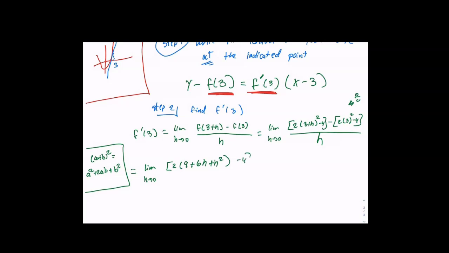Minus 4, close bracket, minus bracket, and I get, what is that, 2 times 9. Yeah, that's it. 2 times 9. Minus 4.